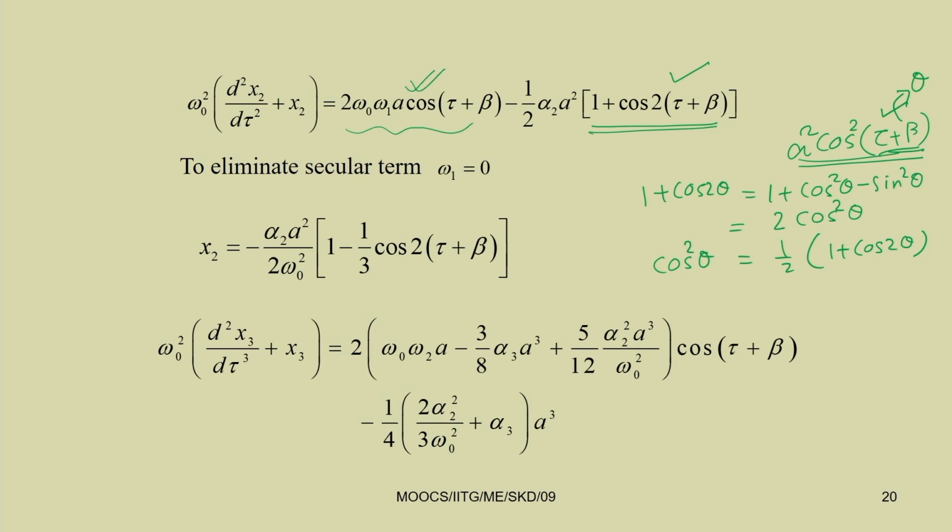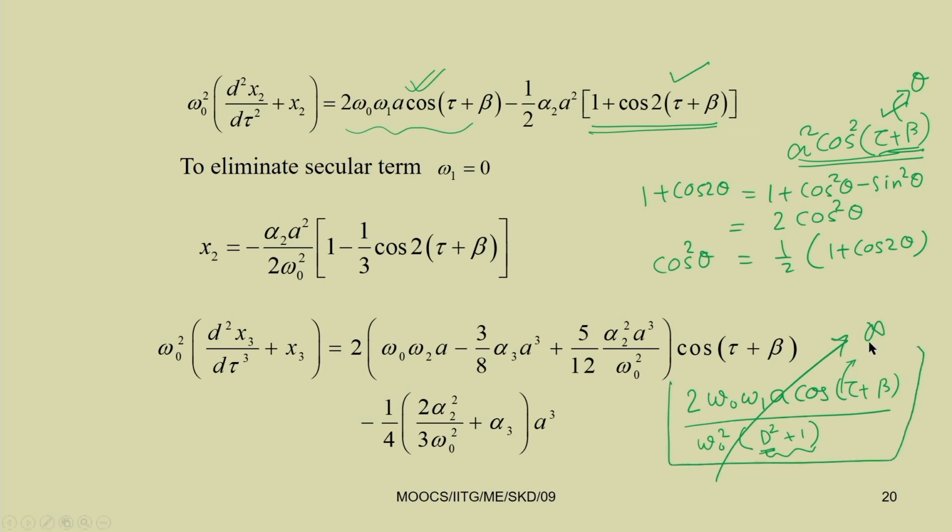To eliminate this secular term, look at the coefficient. The particular integral will be 2 omega 0 omega 1 a cos of tau plus beta divided by d square plus 1, where the coefficient of this thing is 1. In place of d square we put minus 1, so minus 1 plus 1 becomes 0. As this becomes 0, the whole term tends to infinity. This is known as a secular term.